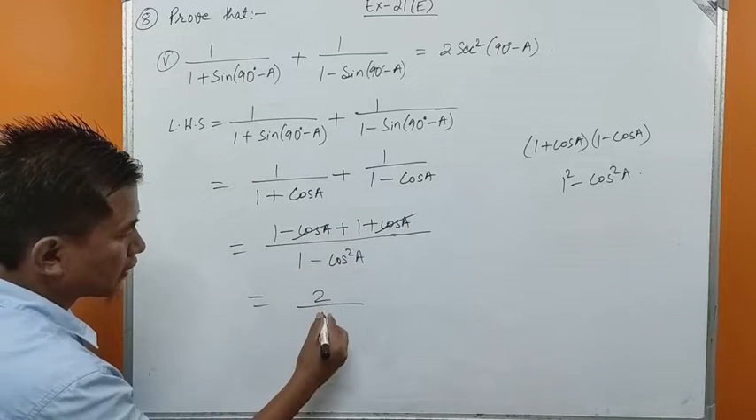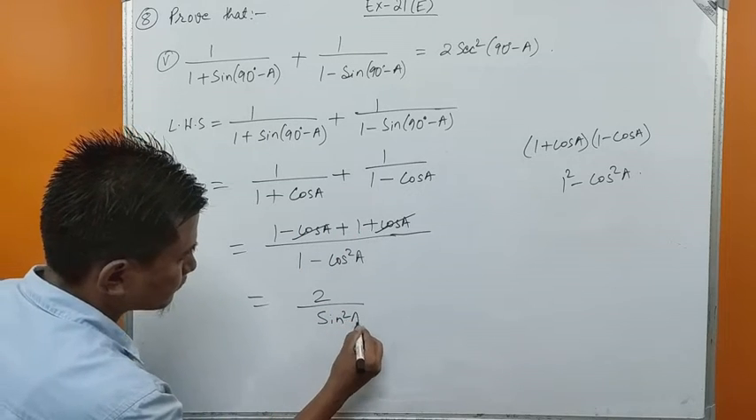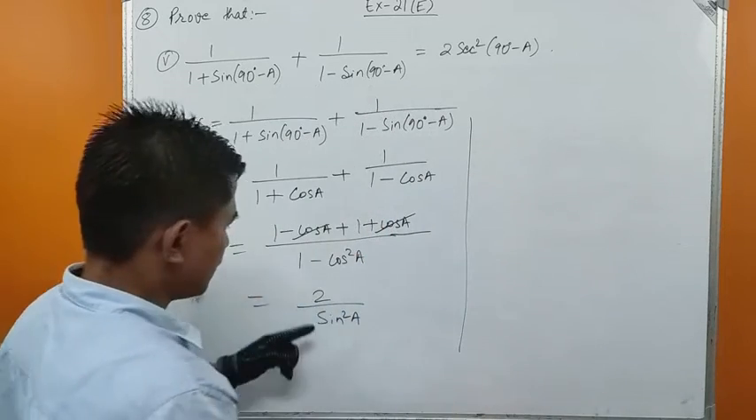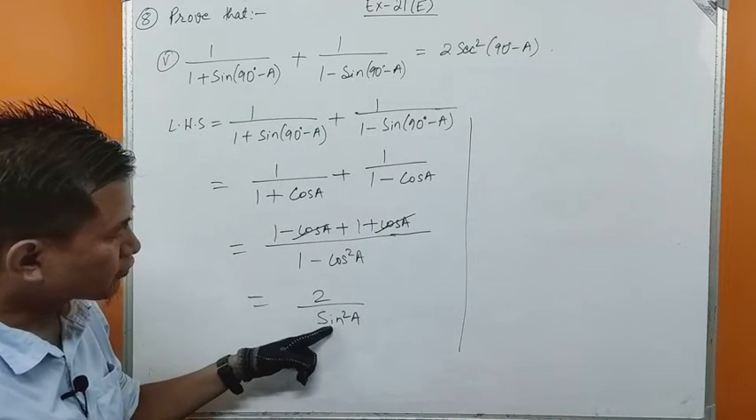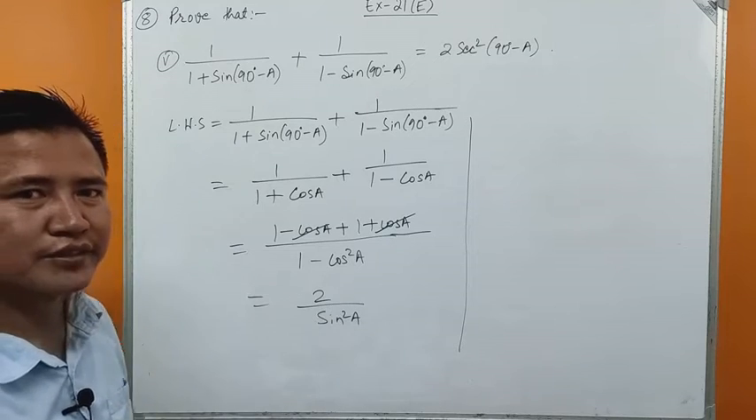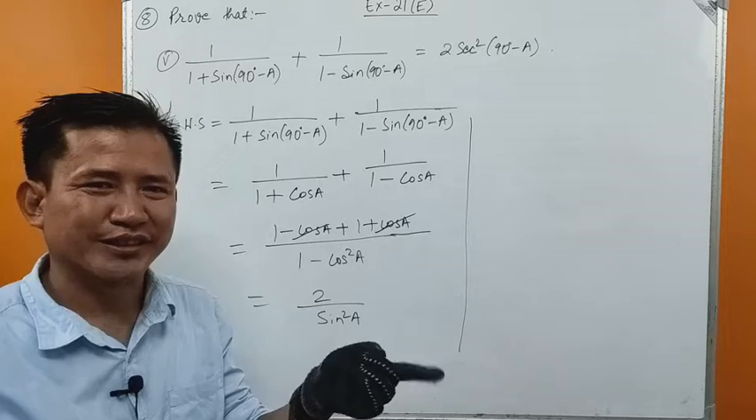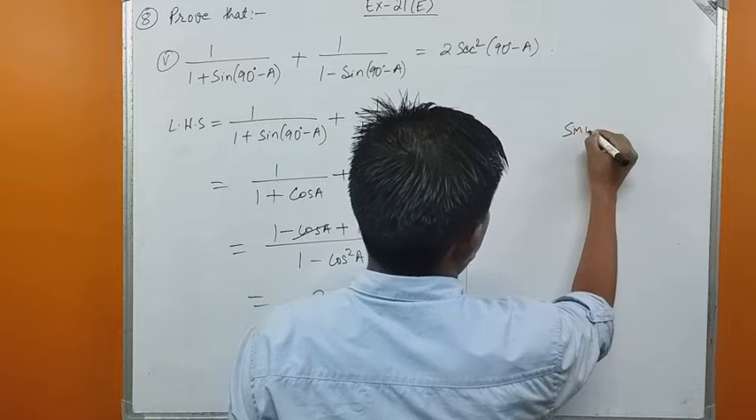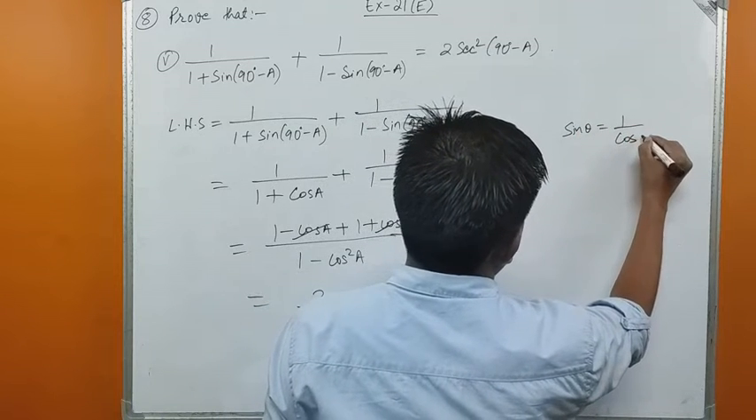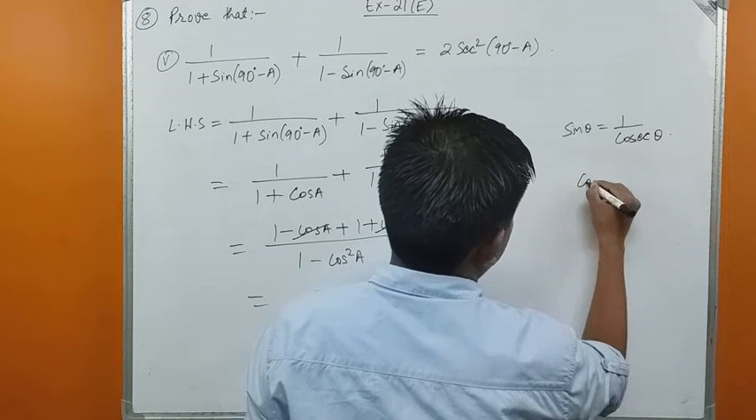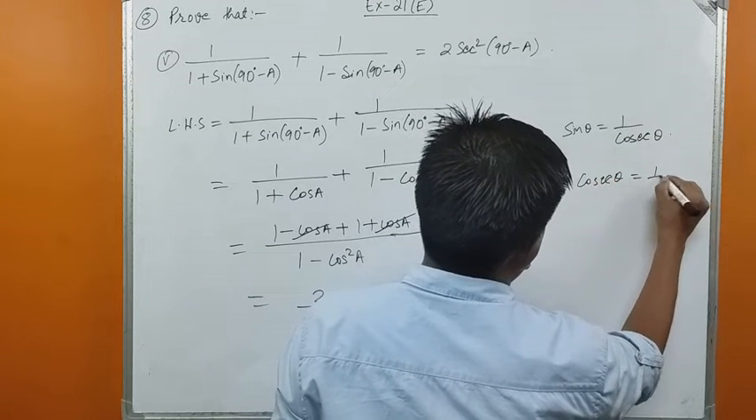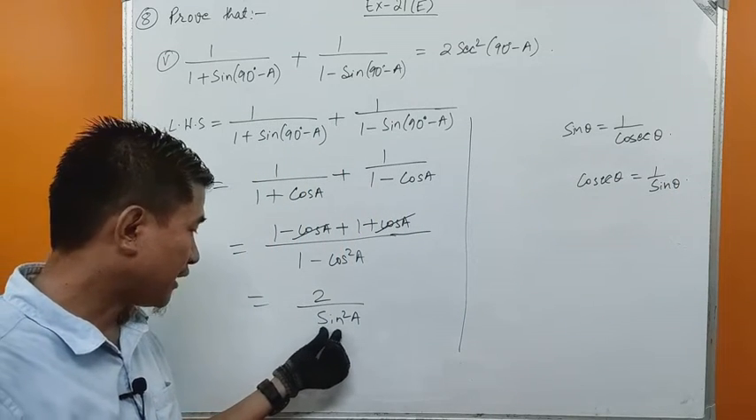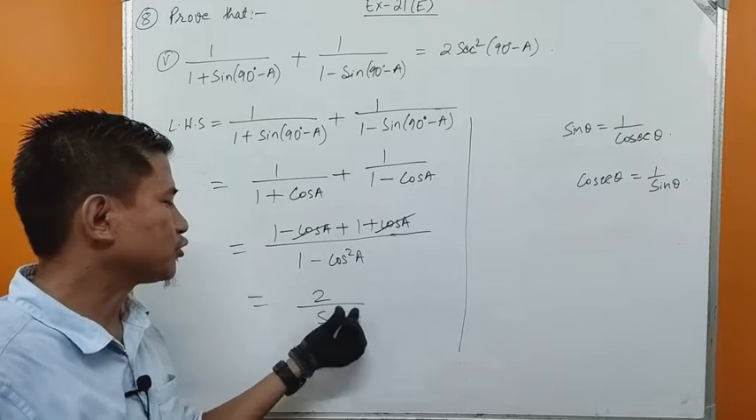So 1 minus cos square A is actually sin square A, isn't it? So let me continue this here. 2 upon sin square A. If we take the sin square A to the numerator, it becomes cosec square A, because sin A and cosec A are reciprocal of each other. Sin theta equals 1 upon cosec theta, and cosec theta equals 1 upon sin theta. We know this formula, isn't it? Sin theta and cosec theta are reciprocal of each other.